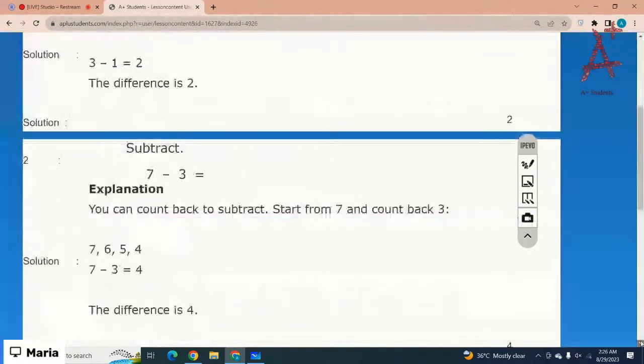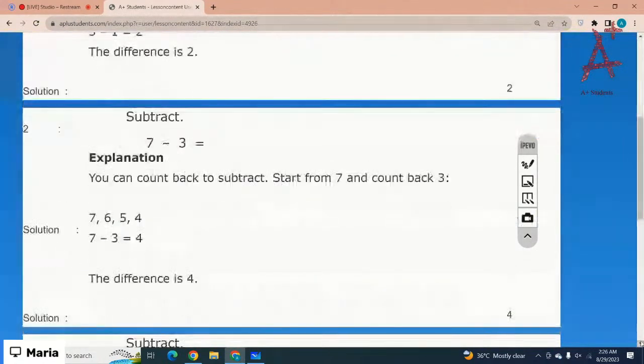The next one is subtract: 7 minus 3. So you have to start with 7 and count back 3, right? So how do you count? Start with 7: 6, 5 and 4. That means 7 take away 3 equals 4.